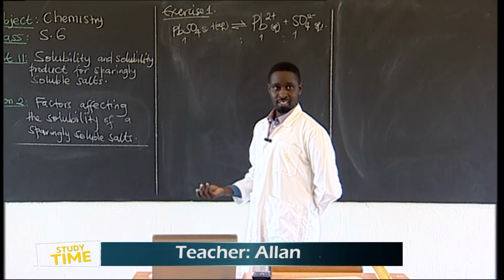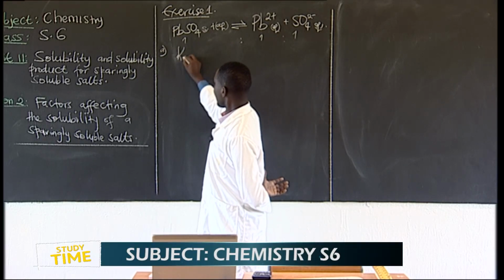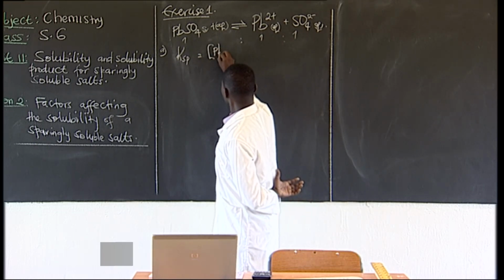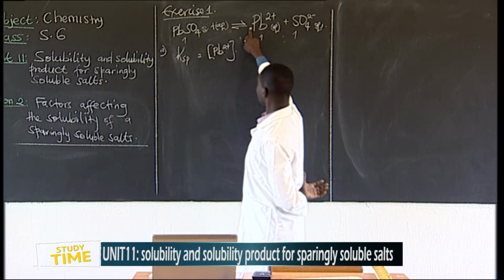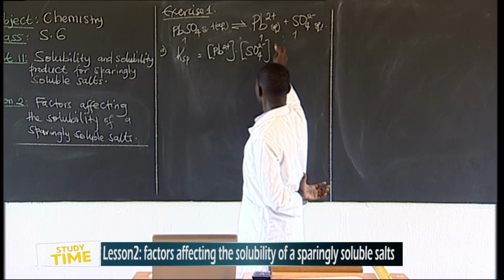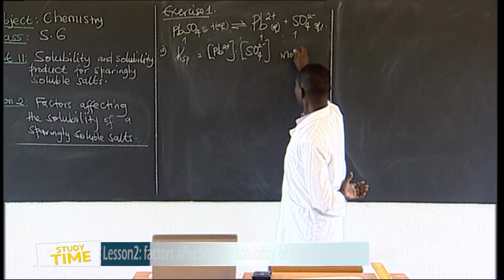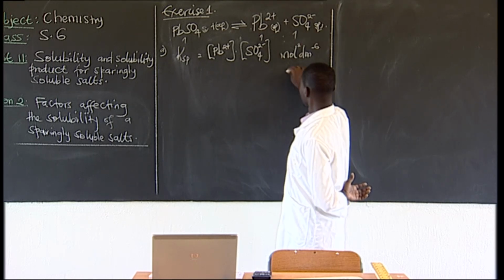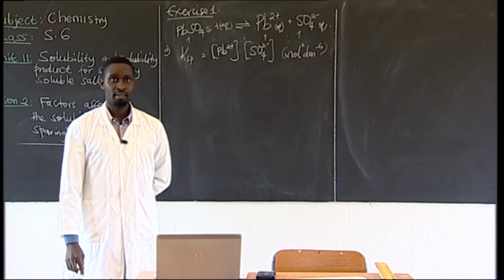So what is the question wanting us to do? A is to get the KSP: the concentration of lead 2 ions raised to the power of 1, since the mole ratio is 1, times the concentration of the sulfate ions. This is our KSP, which will have mole squared per decimeter 6 as the units. You understand where that one is coming from.